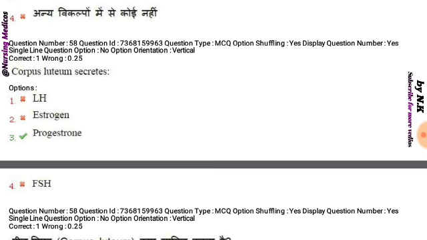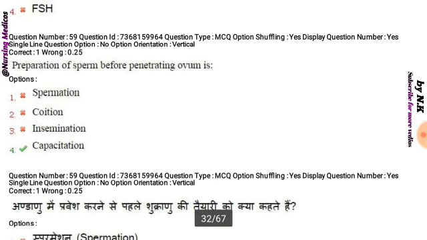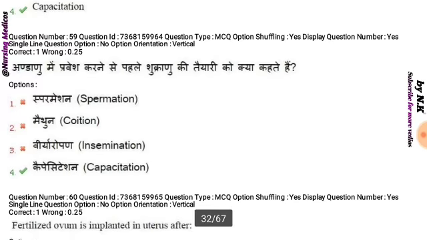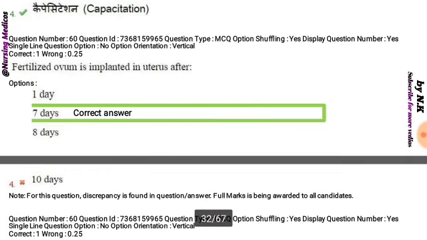Next one. 59. Preparation of sperm before penetrating the ovum is called, answer is 4th, capacitation. Next one. A fertilized ovum is implanted in the uterus after 7 days. Next one.